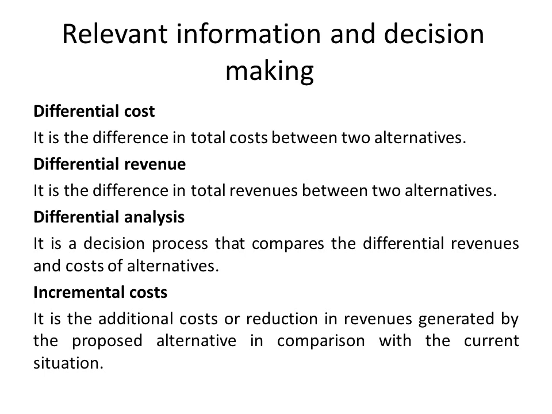Chapter 5: Relevant Information and Decision Making. First, I will explain some definitions. Differential costs: the difference in total costs between two alternatives. By this I mean I will compare two alternatives only by cost.